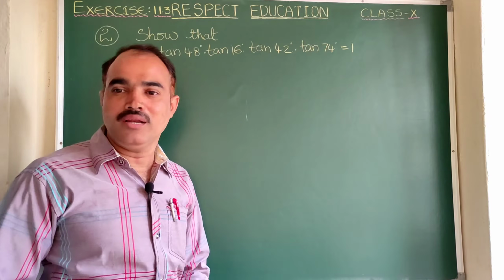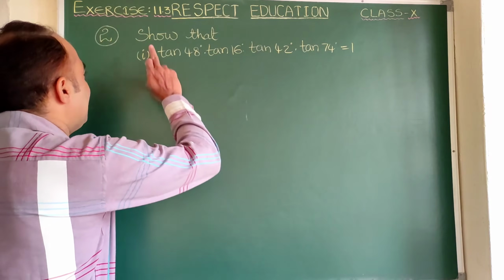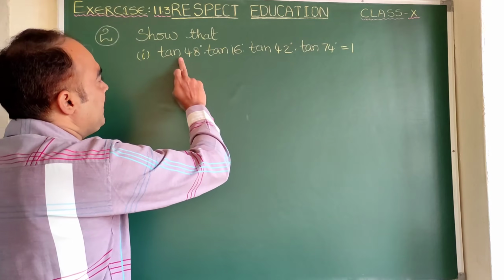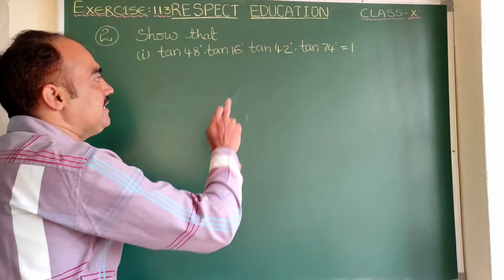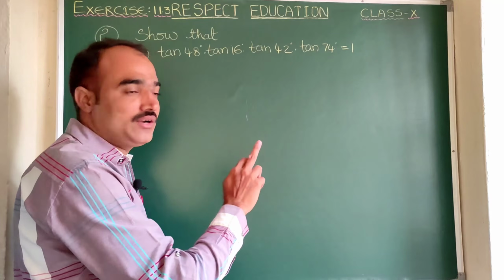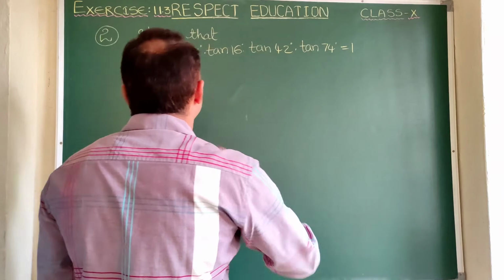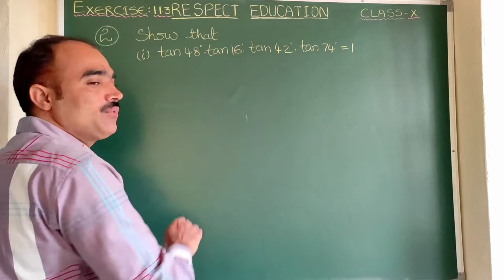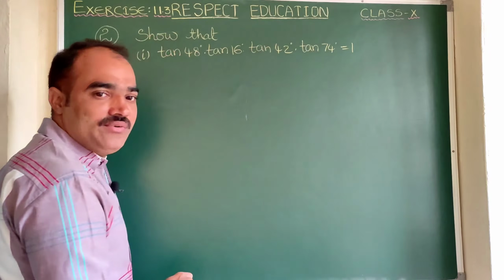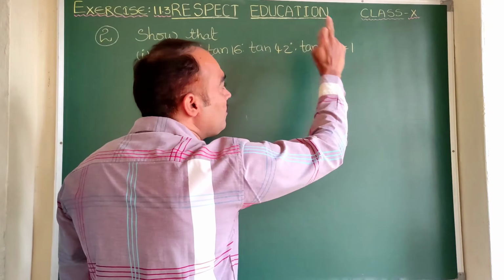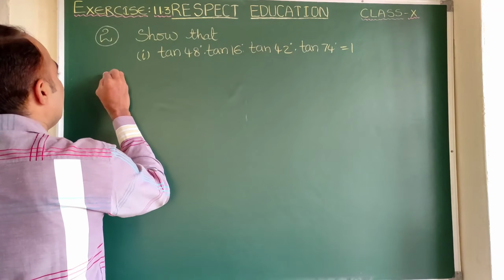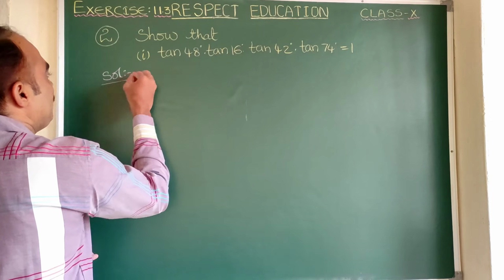Now we see problem number 2. That is, show that in that first bit, tan 48 degrees into tan 16 degrees into tan 42 degrees into tan 74 degrees is equal to 1. Whenever the questions are like show that and prove that, we have to consider the left hand side, LHS, and then finally we should prove it equal to RHS. Is it clear? Yes. Now here let us consider LHS, that is left hand side part.